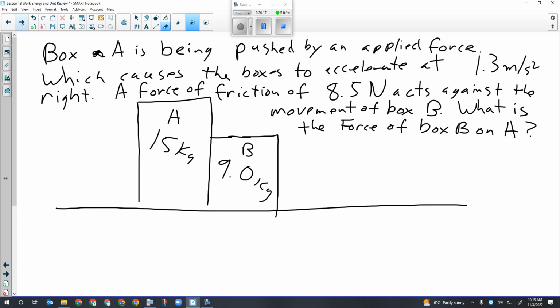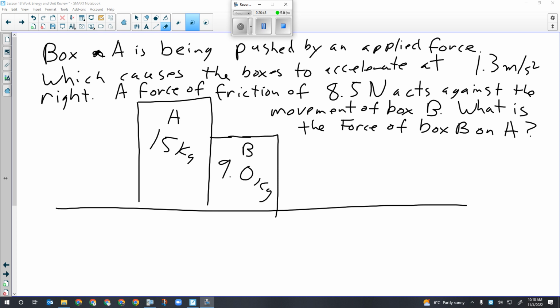2-box question? Yes. Okay. All right, so box A is being pushed by an applied force that causes both boxes to accelerate at 1.3 meters per second squared. Right, so that's important. A force of friction of 8.5 newtons acts against the movement of box B. What is the force of box B on box A? Which box should I use? B. Yeah, I got to use box B. I know more about it.